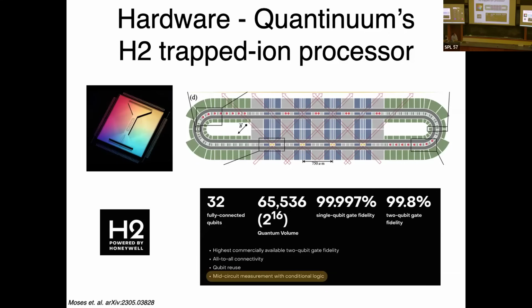They could do this mid-circuit measurement and conditional logic. Okay, so these qubits are kept along a racetrack. And when you want to entangle pairs of them, you bring them into this region over here. And then you shoot some laser pulses to get the gates you want or to measure them. Okay, and then you take them back and store them in these rings.